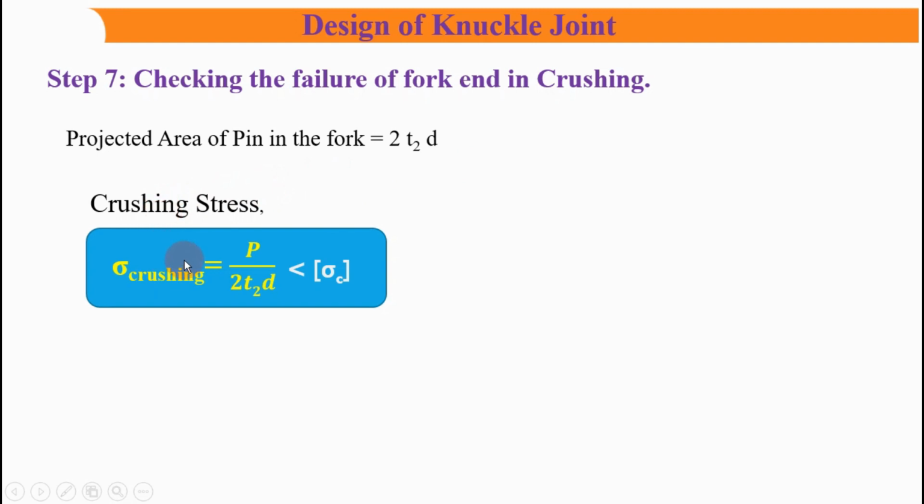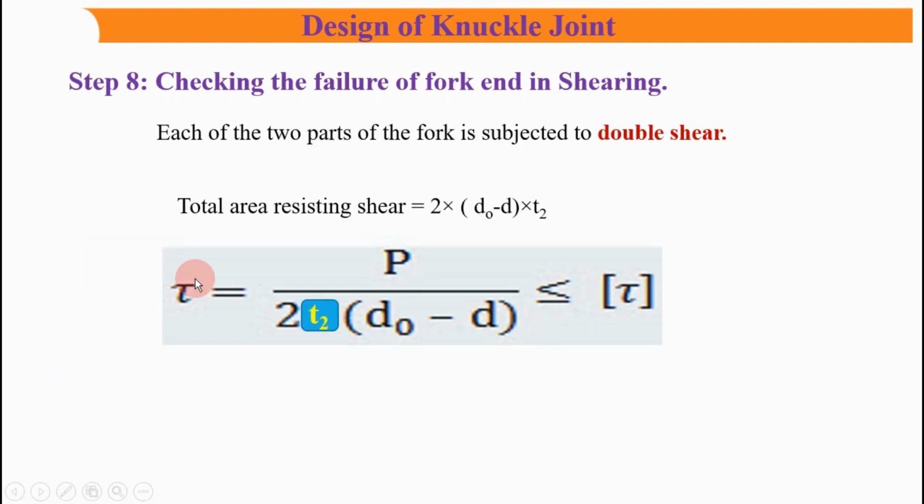Okay, so sigma crushing is equal to P upon 2 T2 into D, and it should be less than or equal to sigma C allowable or permissible, which you have considered or which you have been given in the numerical. Then step number 8.